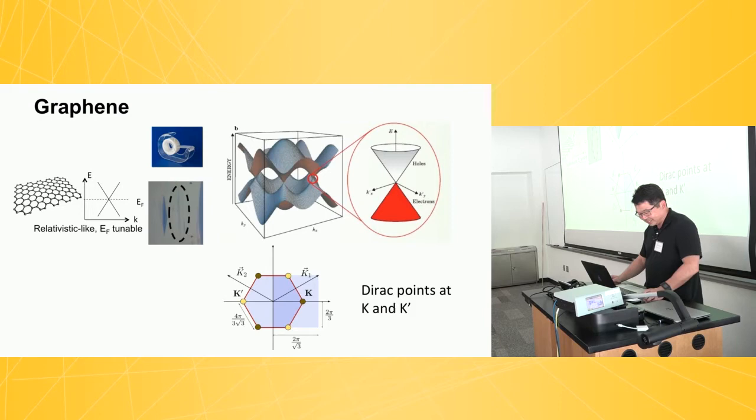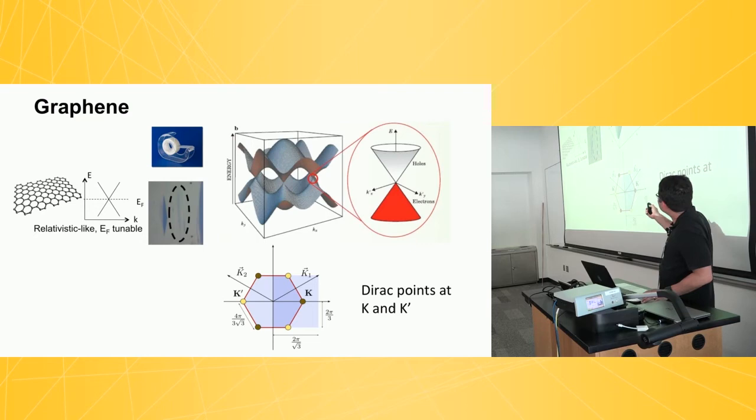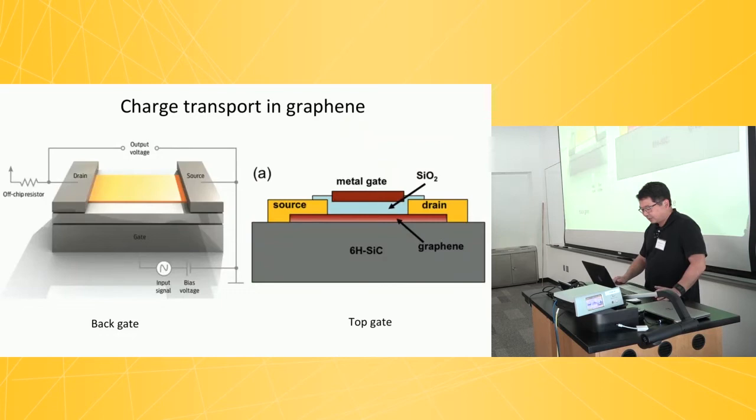So here's graphene. You know what it is? It's carbon sheets, typically made by Scotch tape. And we have these Dirac points over here. We've seen all this. So there's a linear dispersion. And for the charge transport, one thing that you want to do is use these gates that everyone has talked about. Maybe you all know a lot about this.